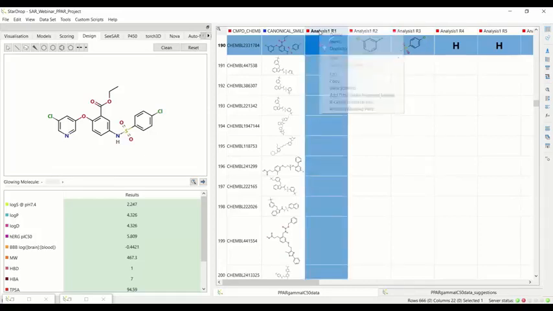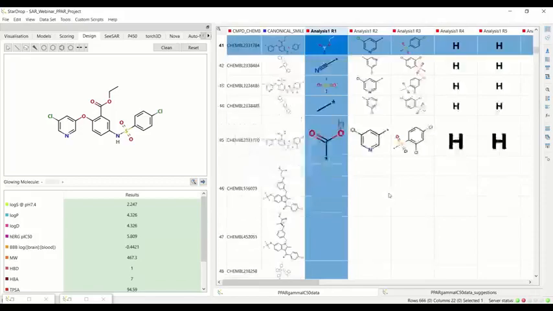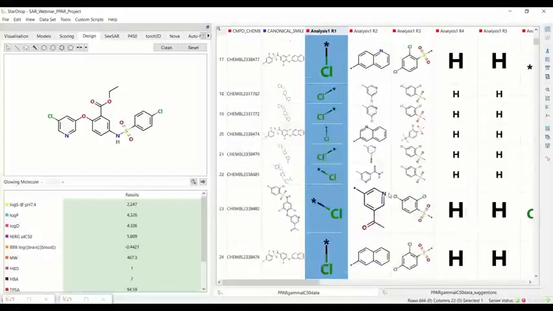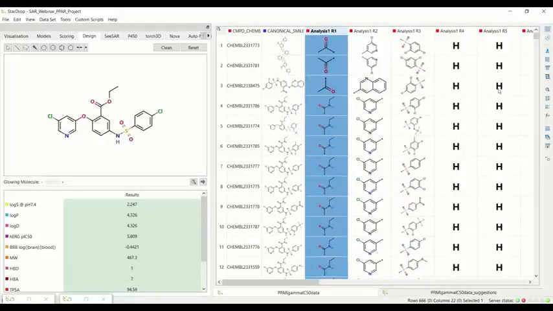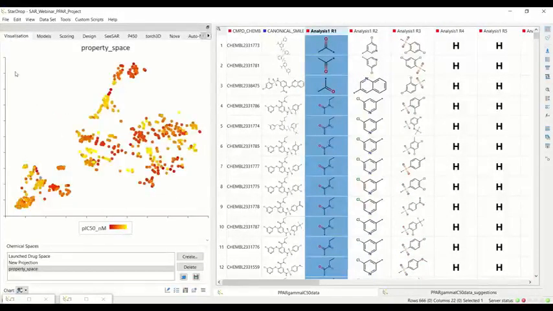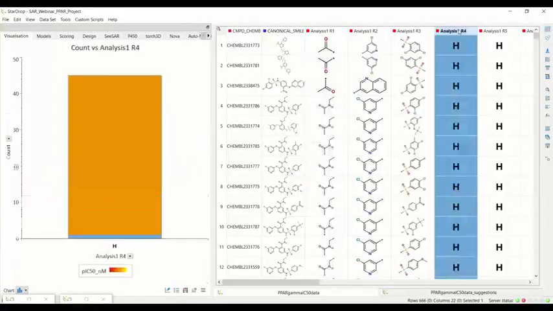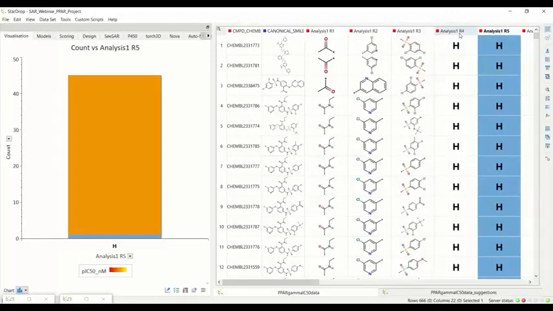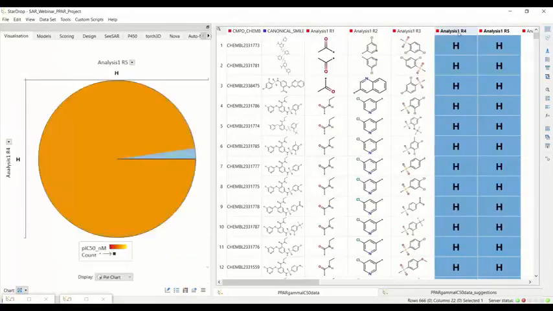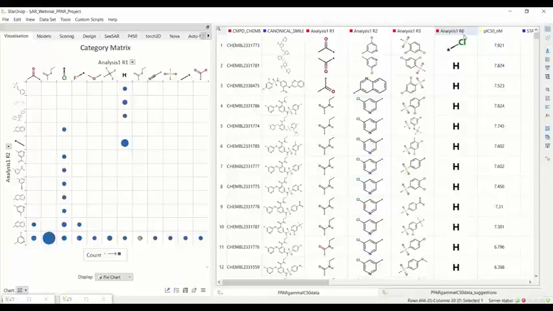So the easiest thing is just to sort ascending, and it brings all of those R groups to the top. If I go back to the visualizations, I can select any particular column and it shows me what the substituents, what the R groups are within that column. I notice that R4 and R5 here are always unsubstituted, and so I can just select those and delete.